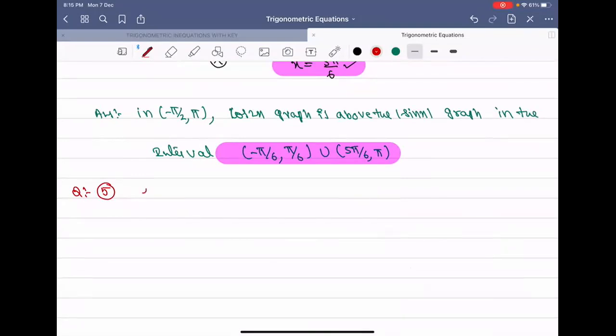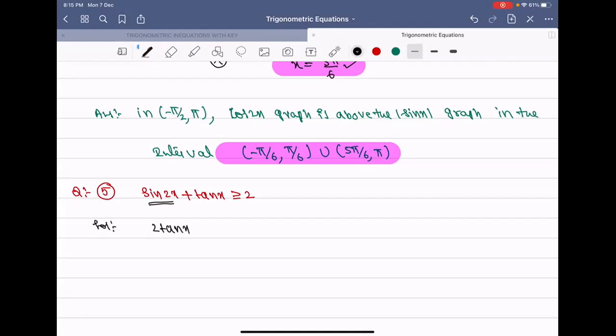First question is sin 2x plus tan x is greater than or equal to 2. This is the question. So what you need to do is write sin 2x in terms of tan. We have the formula.